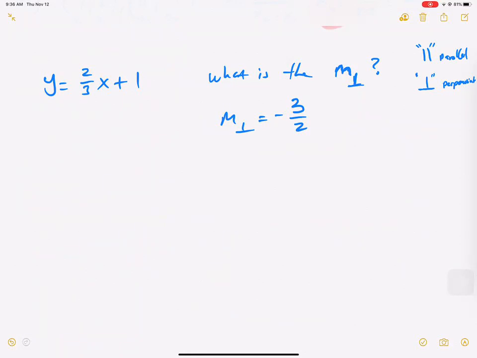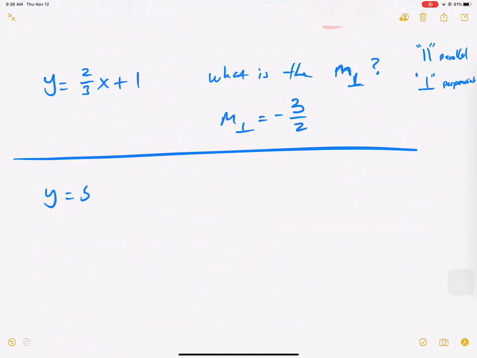Let's do another one. What is the slope of a perpendicular line to, let's say, 5x plus 1? What's the perpendicular slope? Now, as a reminder, with whole numbers, there's always an imaginary, invisible 1 on the bottom. So could we flip 5 over 1?